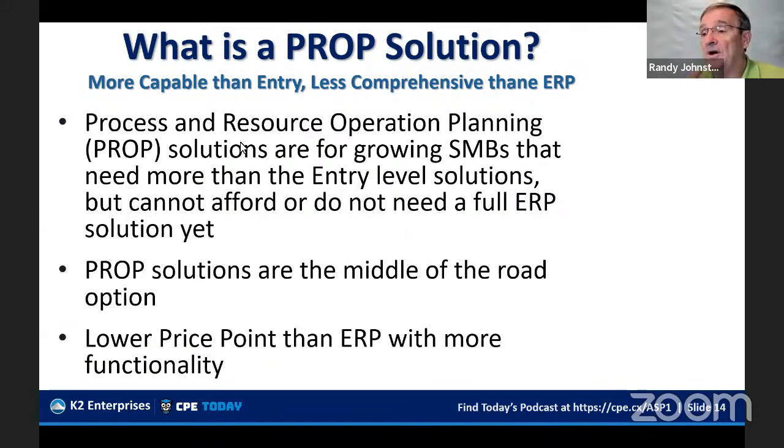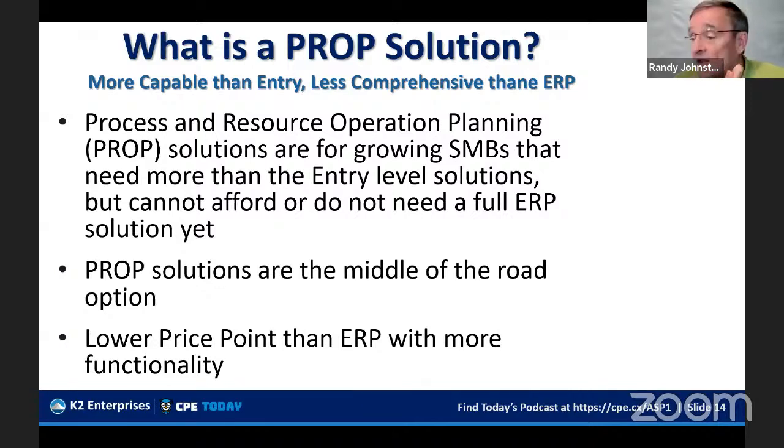And so we've been struggling for a while to come up with the term that I think describes products in the class that are above entry level, yet below ERP. And PROP is the acronym that I think I've settled on here. Process and Resource Operation Planning solutions are for growing small, medium businesses that need more than entry level.